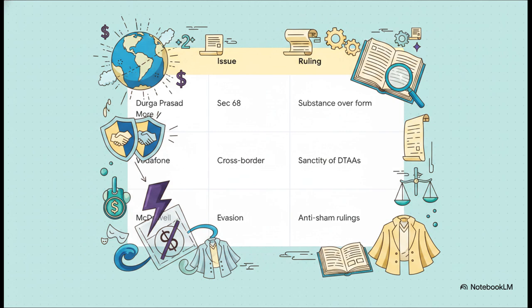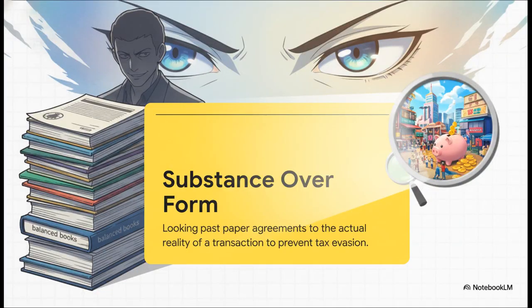Then you have McDowell & Co., which established really firm, uncrossable lines against sham transactions that were just disguised as clever tax planning. But honestly, perhaps the most frequently cited ruling in day-to-day income tax cases and assessments is Durga Prasad More. That specific case cemented what we call the substance over form doctrine.